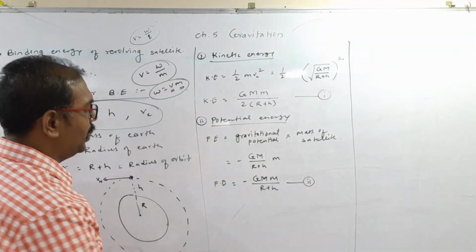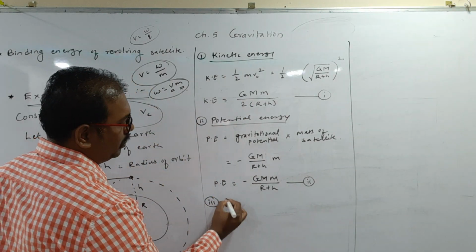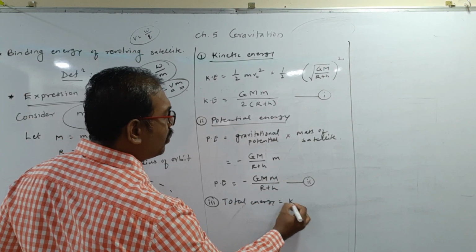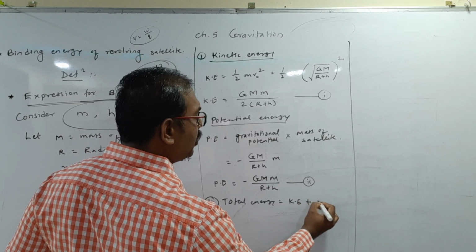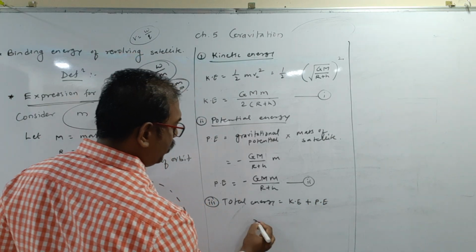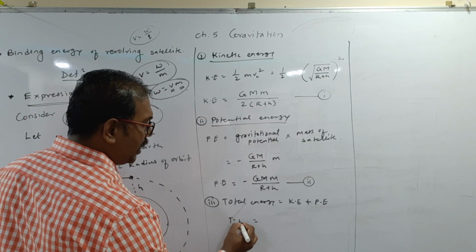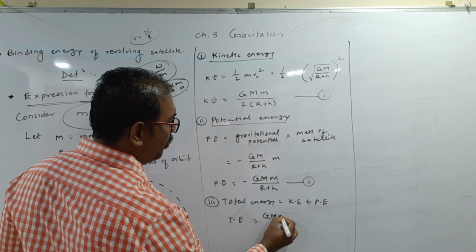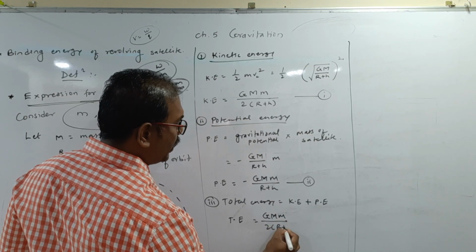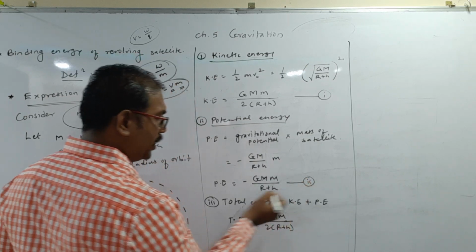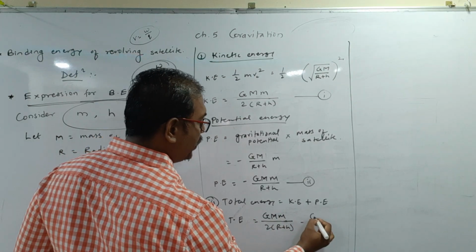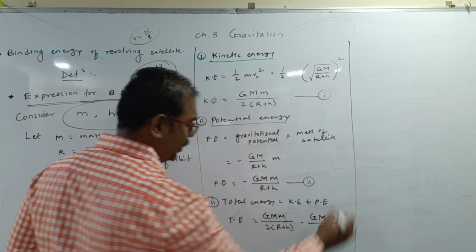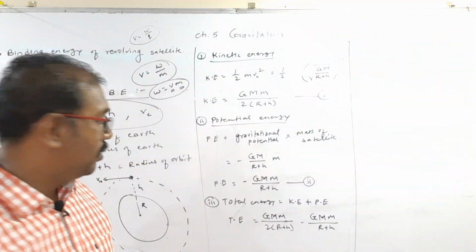Now we can find out total energy. So I can put the heading here, total energy. Total energy is equal to kinetic energy plus potential energy. So total energy I can write TE. Kinetic energy is this, GMm divided by 2(R plus H), plus potential energy. Potential energy is negative, so minus this, GMm divided by (R plus H). So this is total energy.